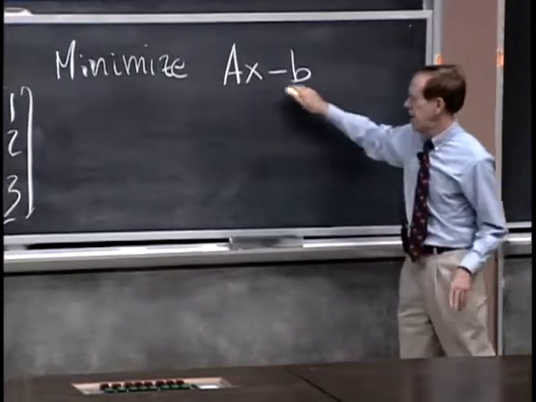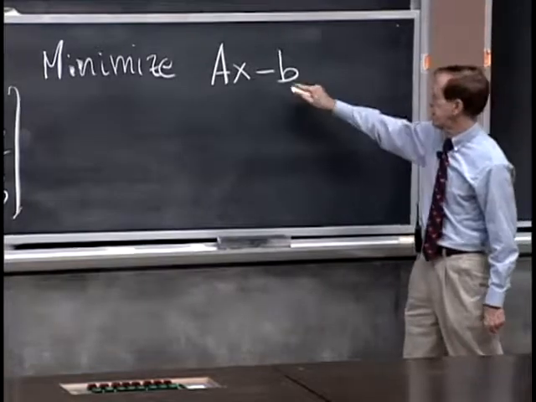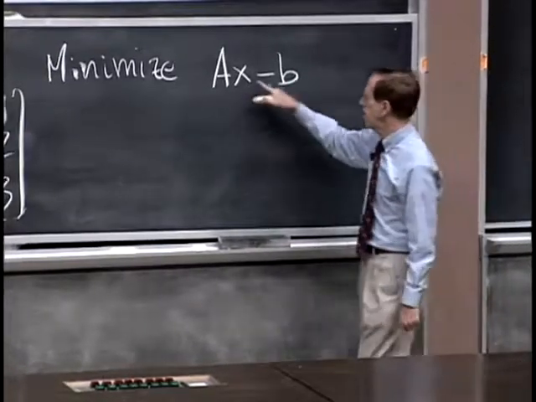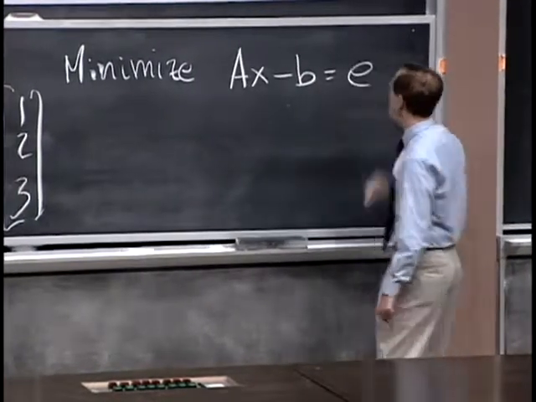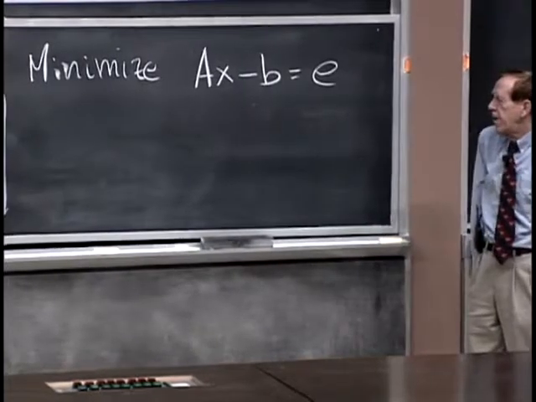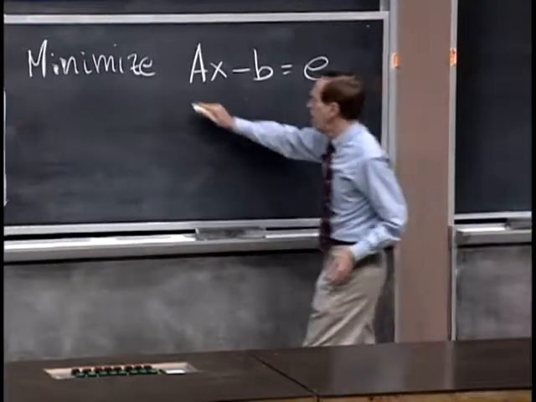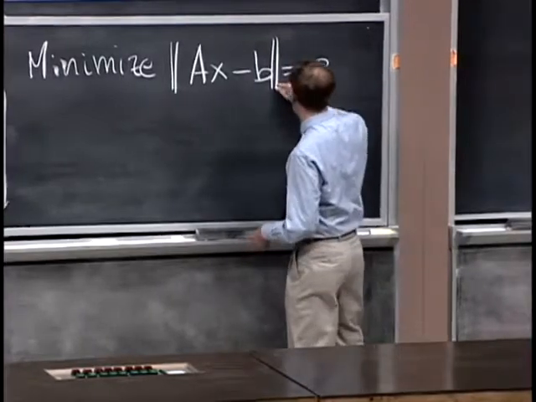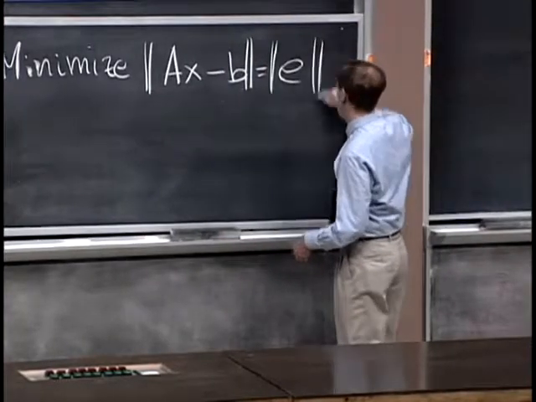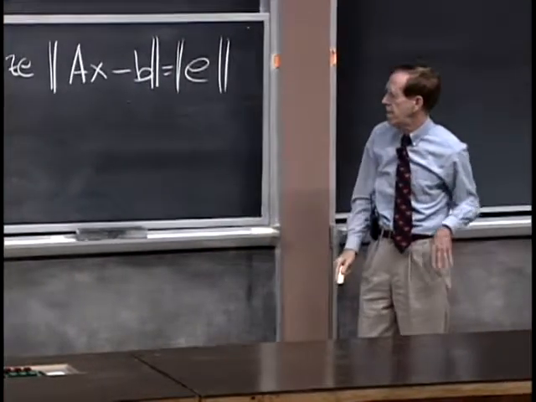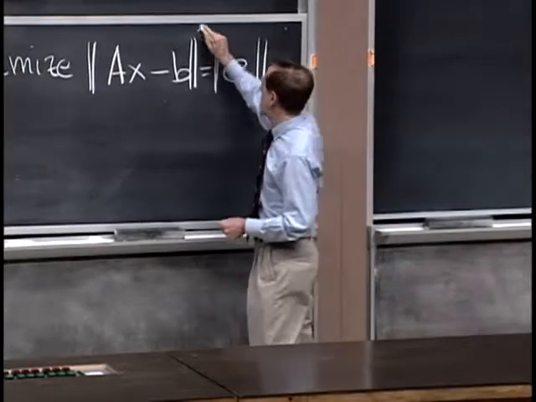And the way I'm measuring this is a vector, right? This is E1, E2, E3. The AX minus B, this is the E, the error vector. And small means its length, the length of that vector. That's what I'm going to try to minimize. And it's convenient to square.